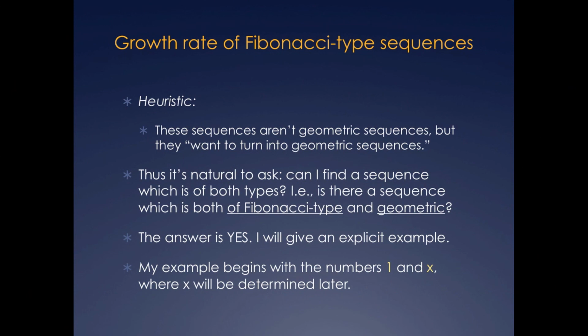We're going to look at an explicit example. In fact, there's a little bit of choice in giving the example. It turns out that I can just take the first term in the sequence to be the number 1. Now, the second term, actually, I don't have that freedom. I'm going to call the second term x. And later on, I'm going to figure out what value I want to use for x. But I want to give an example of a sequence. It will be a sequence of Fibonacci type. It will also be a geometric sequence, and it will begin with the number 1 and then another number, which I'm now calling x.